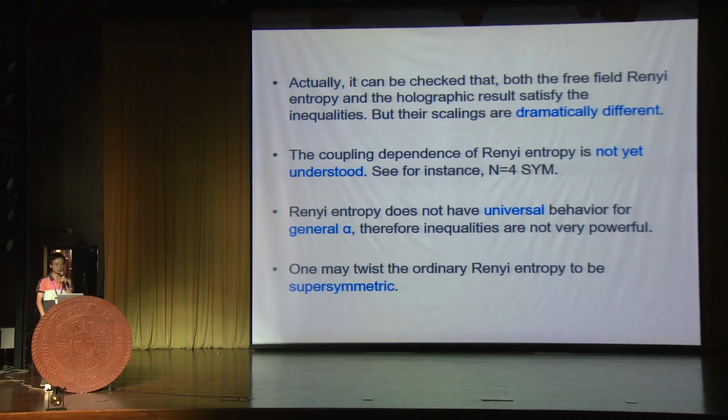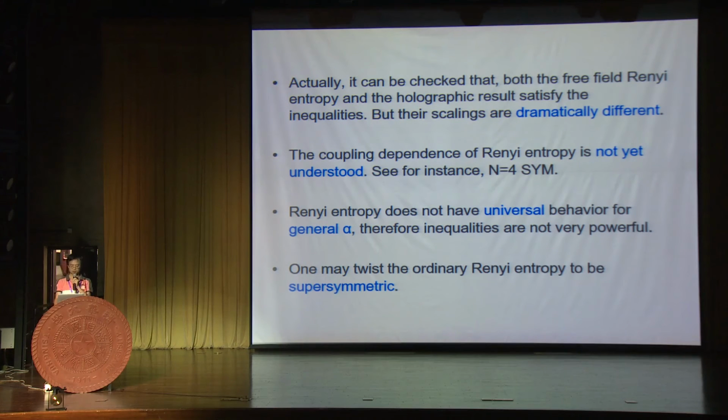Actually, it can be checked. All the available free field results and the holographic results satisfy the inequalities, but their scalings are dramatically different. I'm talking about the Rényi entropy at this moment. The coupling dependence of the Rényi entropy is not yet understood. For instance, for N=4 super Yang-Mills, the Rényi entropy does not have universal behavior for general alpha. This makes it difficult to use these inequalities.